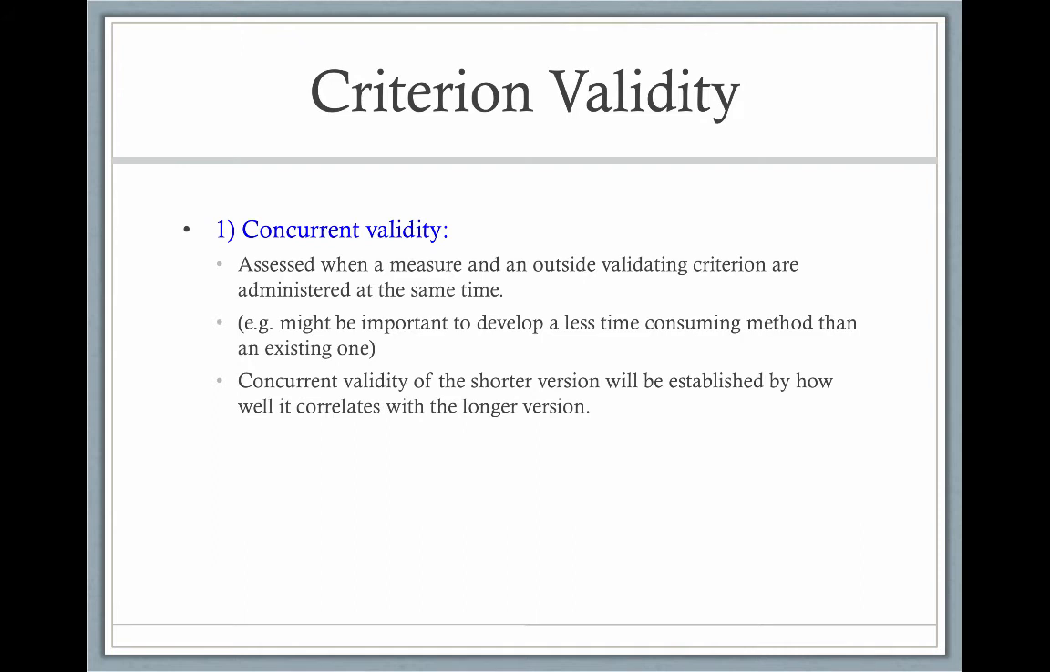Concurrent validity is assessed when a measure and an outside validating criterion are administered at the same time. For example, it might be important to develop a less time-consuming method than the existing one. Concurrent validity of the shorter version will be established by how well it correlates with the longer version. For example, a 50-word list versus a 25-word list. The 25-word list has concurrent validity to the 50-word list.